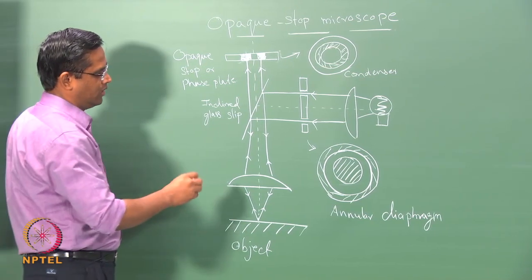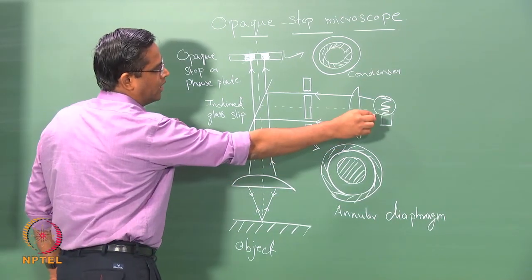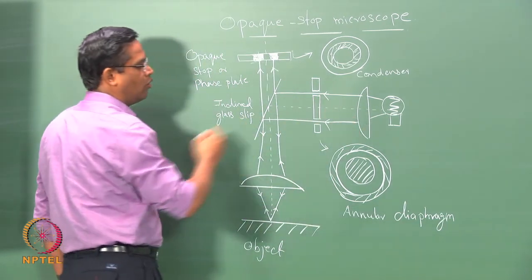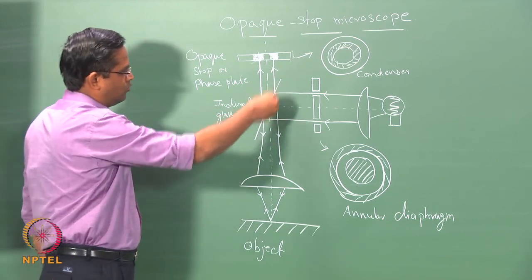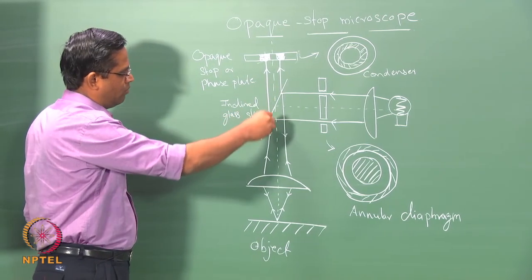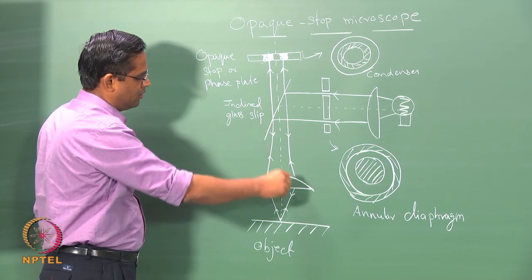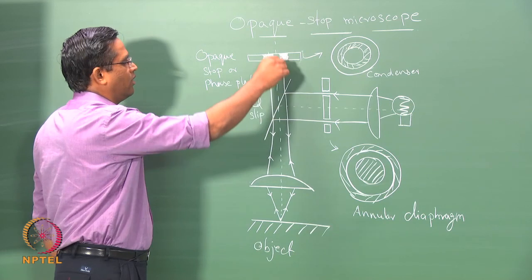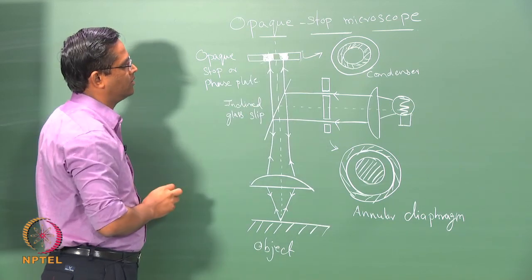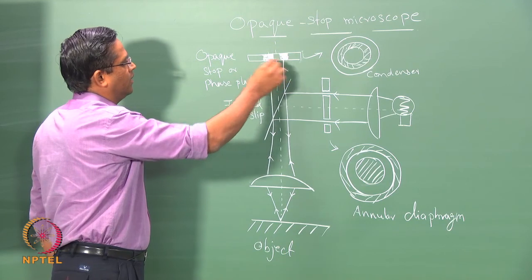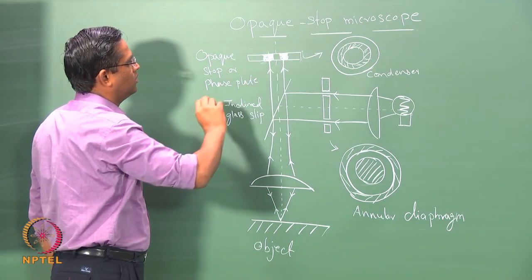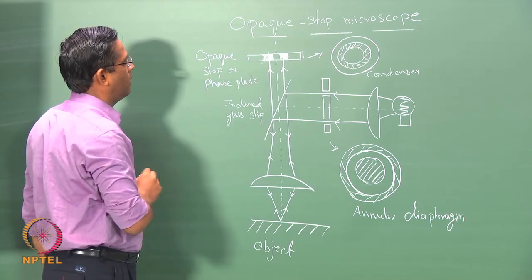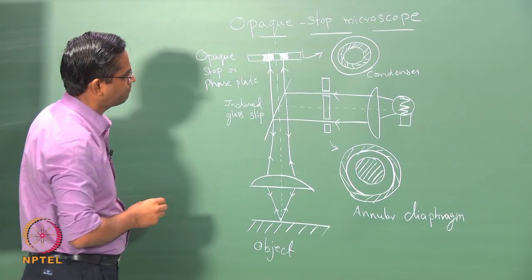Let me describe it once again. When the light passes through the annular diaphragm, only a cone of light is allowed to pass through the microscope, and it is then reflected onto the specimen and comes back. Before it enters the eyepiece setup, it is stopped by a phase plate or opaque stop.